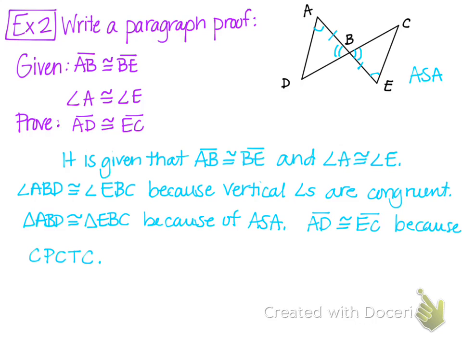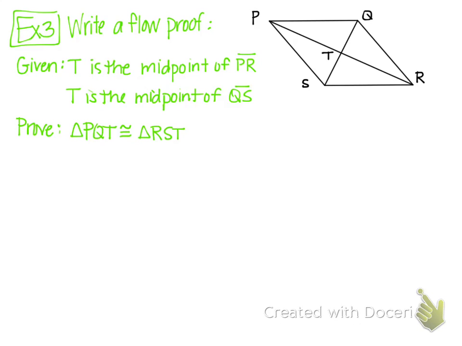Okay, so let's look at another example. This one says to write a flow proof. These are my favorite type. So the first thing we want to do is take our given and put it on our picture. So we got some midpoints here. So it says T is the midpoint of PR.